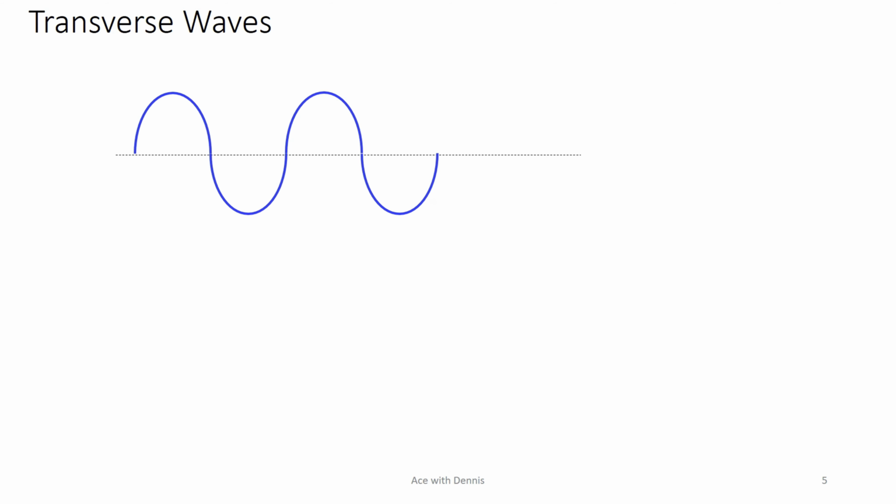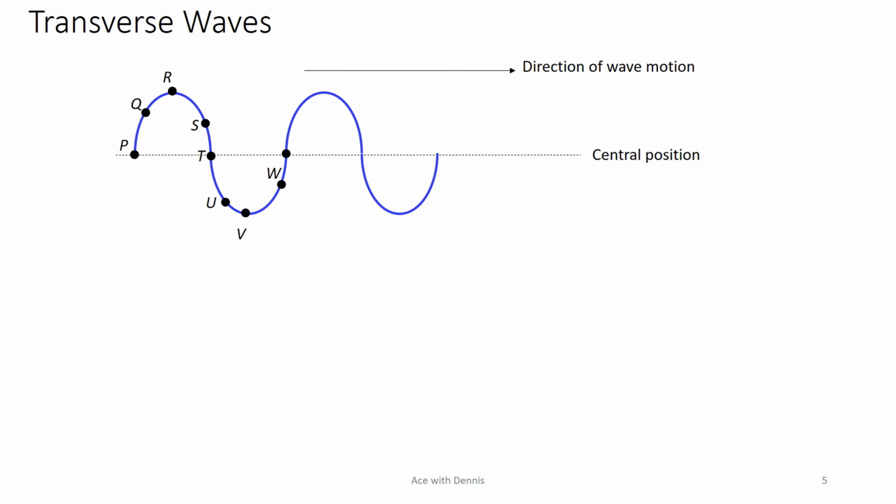Let's see this diagram. This is the central position, and this is the direction of wave motion. And we mark a few points on this wave: point P, Q, R, S, T, U, V, W, and X. Now, how do we identify the direction of motion of particles P, Q, R, S, T, U, V, W, and X?